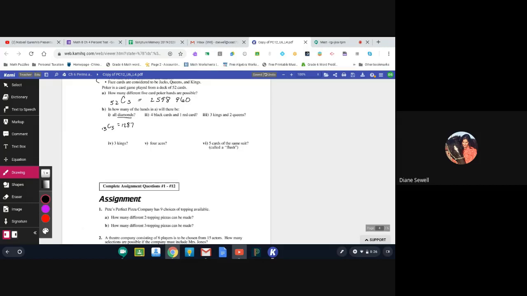Okay, now, out of all of those almost 2.6 million different hands, how many will be 4 black cards and 1 red card? Okay, so I need 4 black and 1 red. Well, half of them are black. So that's 26, choose 4. And it's an and. I need 1 red. So I need 26 red, of which I need to choose just 1. Big numbers.